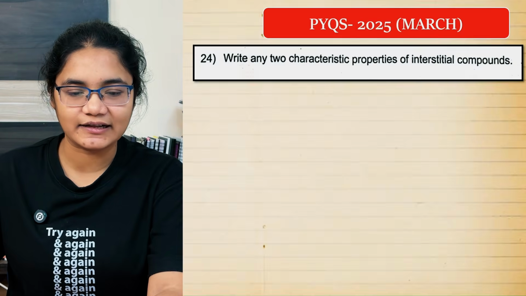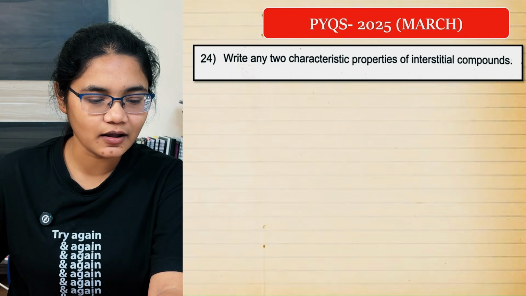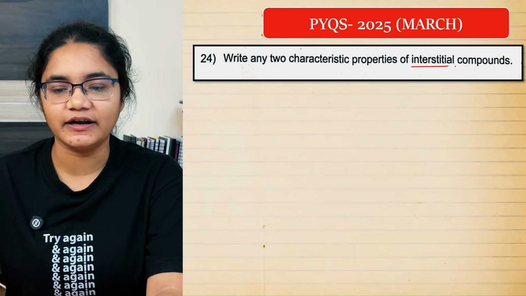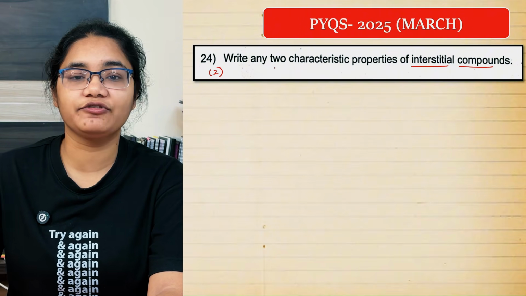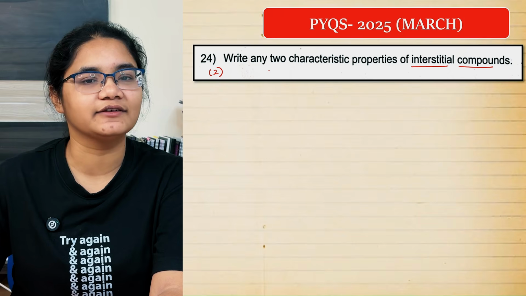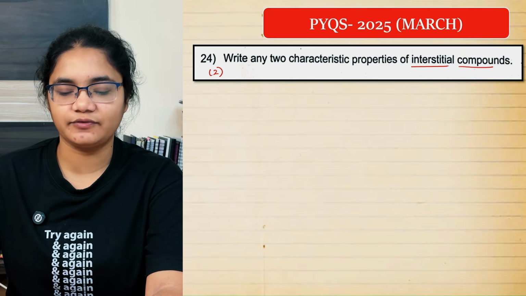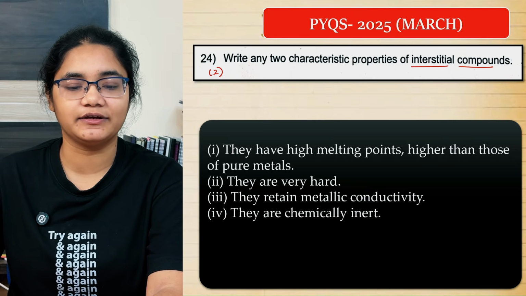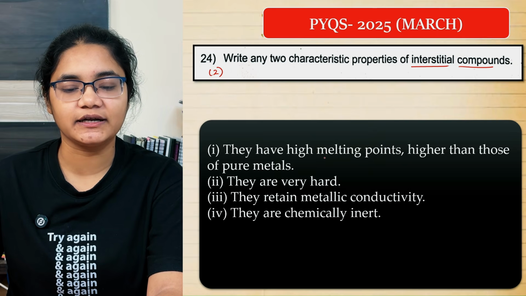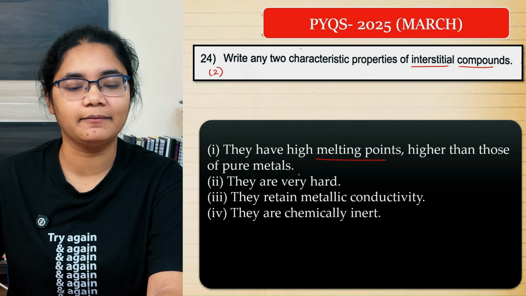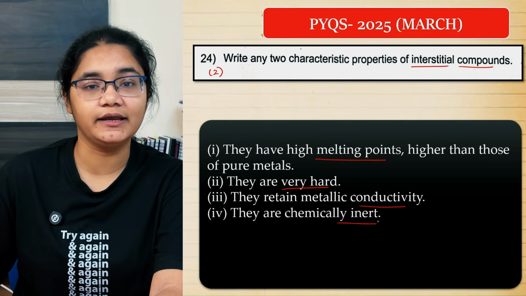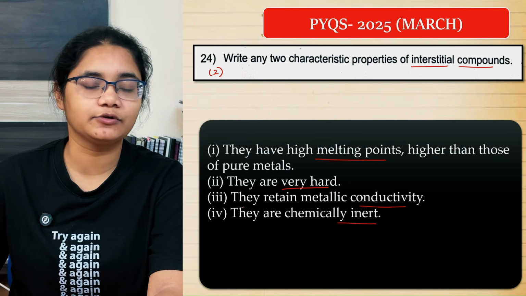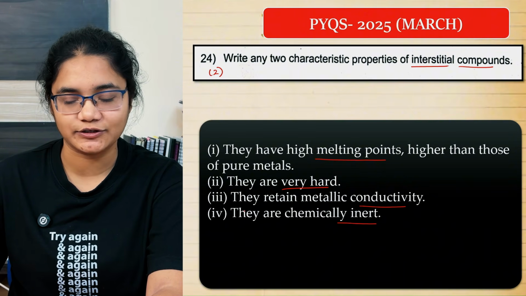Now let's move to the next question: write 2 properties of interstitial compounds. This is a 2-marker question, but the same question can also be asked for 3 marks, where they will ask you 3 properties. This is very common and a repeated question. Some of the properties of interstitial compounds are: they have high melting points, they are very hard, they retain metallic conductivity, and they are chemically inert. Prepare these 4 points so you can write them for both 2 and 3-marker questions.